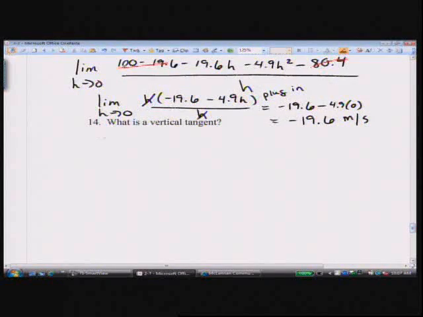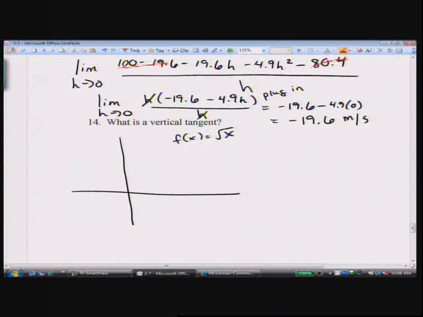A vertical tangent is... I can draw some examples. In the function f of x equals the square root of x, you actually have a vertical tangent right at x equals 0. Because you can see what happens to the slopes of the tangents is they start to get steeper and steeper, right? And so right at this instant, you have a vertical tangent at x equals 0.